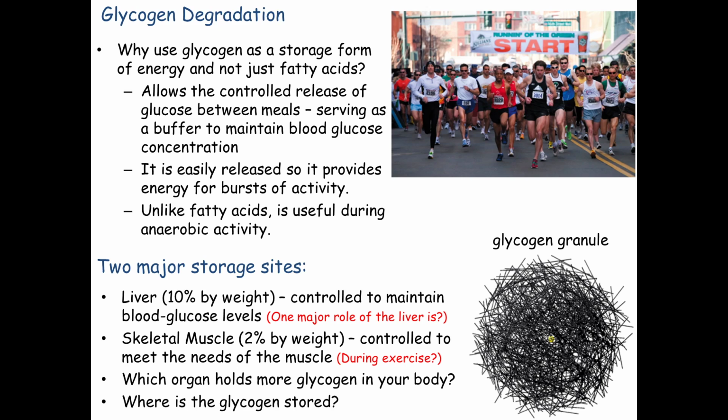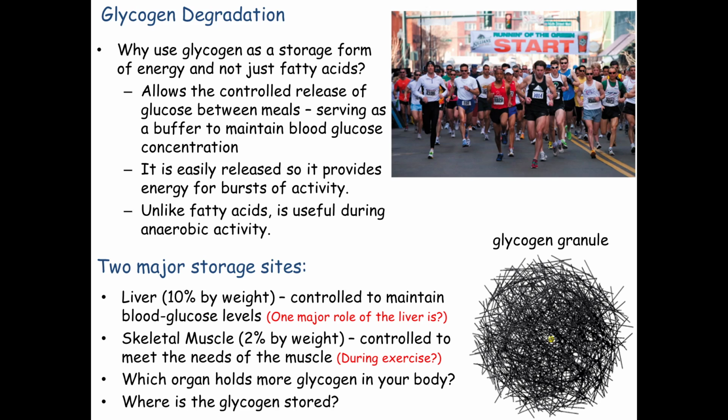And unlike fatty acids, it can be used during anaerobic activity. Because if you degrade fatty acids, which we'll see in our next lecture, you cannot get glucose out of it. You only get acetyl-CoAs. Here you get a glucose molecule, which we know we can get ATP from under anaerobic conditions by doing fermentation, just from glycolysis. And that's what's happening in your muscles. When you're doing strenuous exercise, you need more glucose. Acetyl-CoA is not sufficient.